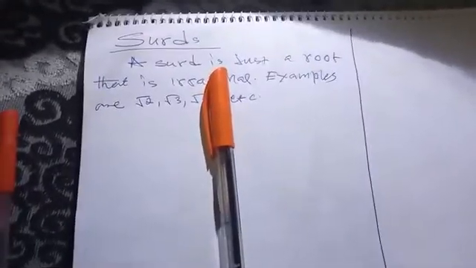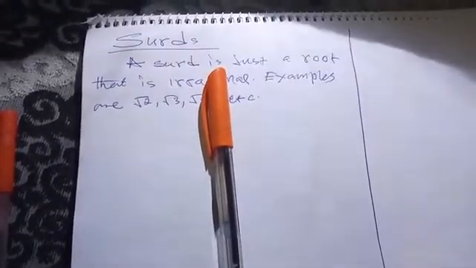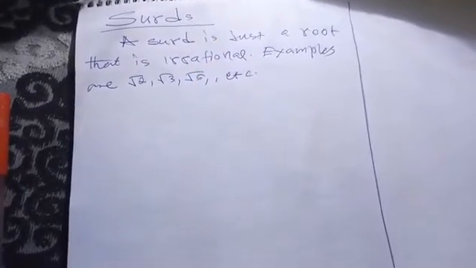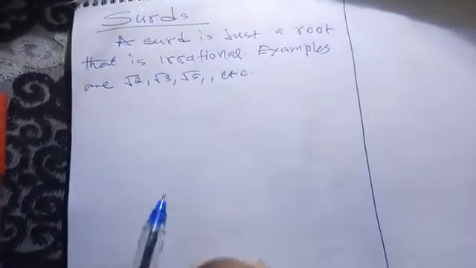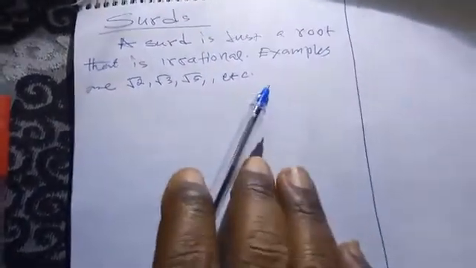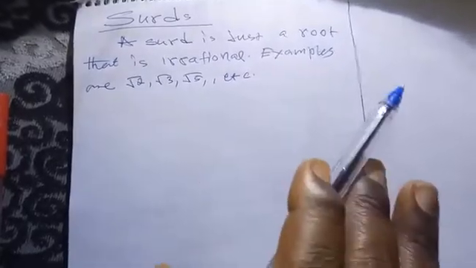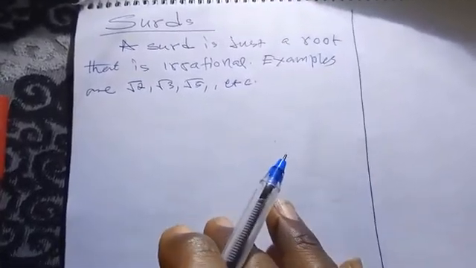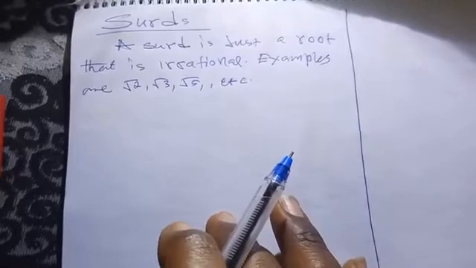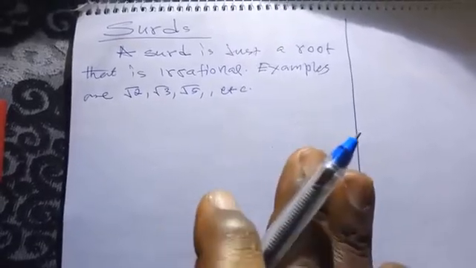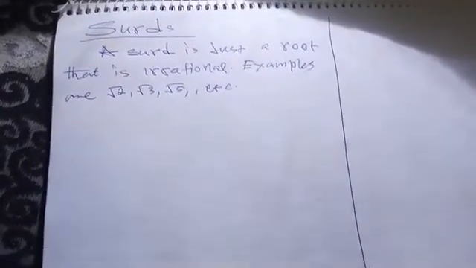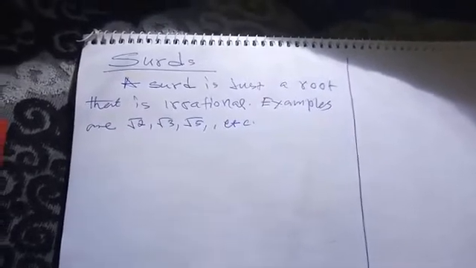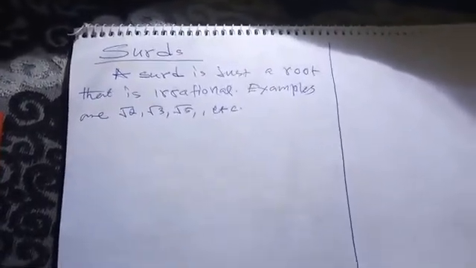Today we're going to be looking at a new topic called surds. A surd is just a root that is irrational, like root 2, root 3, root 5. These are just irrational numbers. In our next class, I'm going to deal with them extensively, but for now, irrational numbers are numbers that cannot be written as ratios.